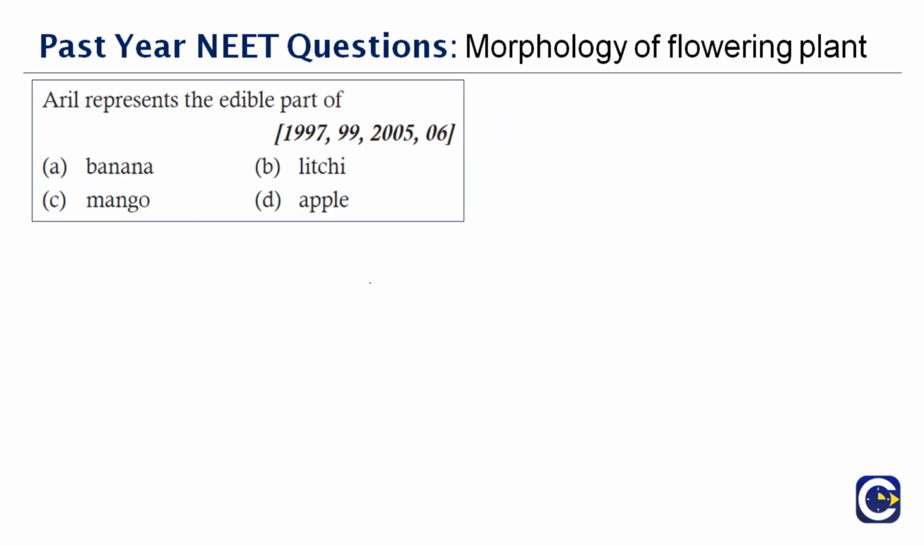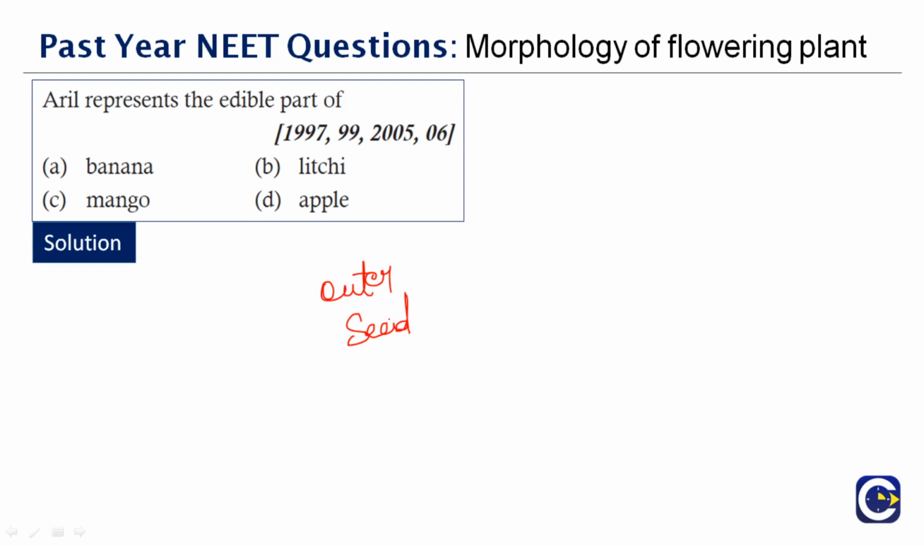Next question here. Aril represents the edible part of dash, and this, if you see, is a repeated question which was asked 4 times. So maybe you need to understand the question. So what is aril? First of all, aril develops from the outer seed coat, and it is an edible part of lychee. An aril is a fleshy covering of certain seeds formed from the funicle, the attachment point of the seed.